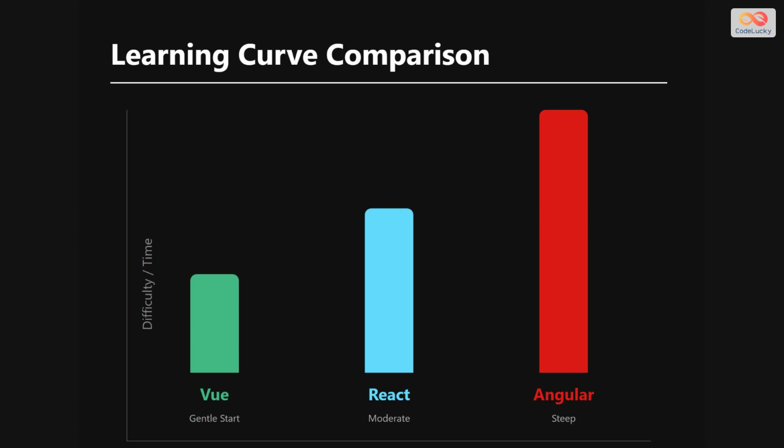When it comes to learning these tools, there is a clear difference. Vue is generally considered the easiest to start with because it uses standard HTML and CSS syntax. React has a moderate learning curve. You need to understand JavaScript deeply, and concepts like JSX. Angular has the steepest curve due to its complexity, TypeScript requirement, and unique concepts like dependency injection.